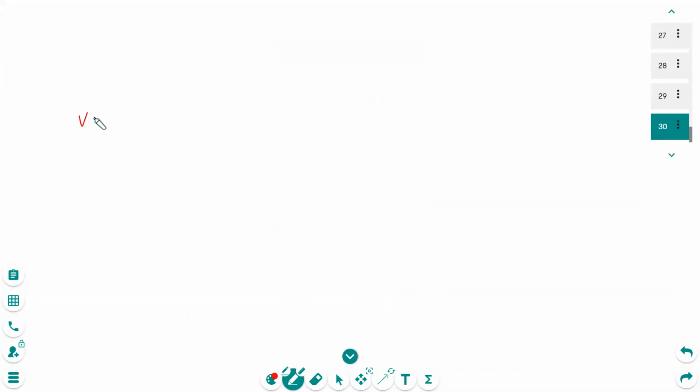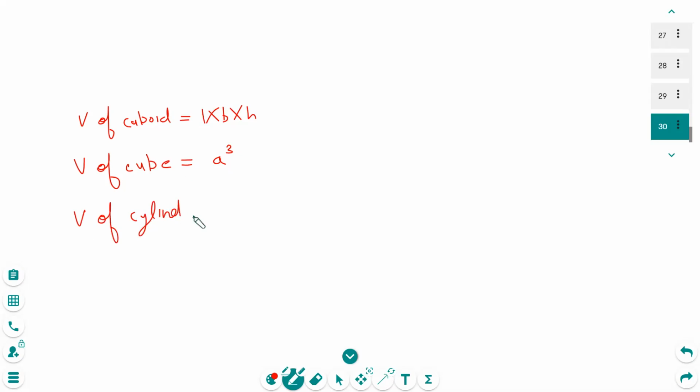See, when I ask my students what's the volume of a cuboid, they shouldn't say that it's L times B times H. I don't want this kind of answer. If I ask the volume of a cube, people say it's side cube, A cube. I don't want that answer. If I ask what is the volume of a cylinder, they say it's pi r square h. No, I'm not looking for that answer. Volume of cone is 1/3 pi r square h.